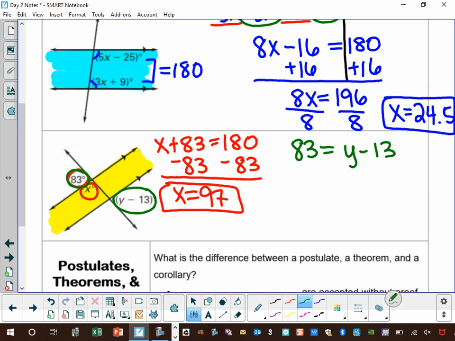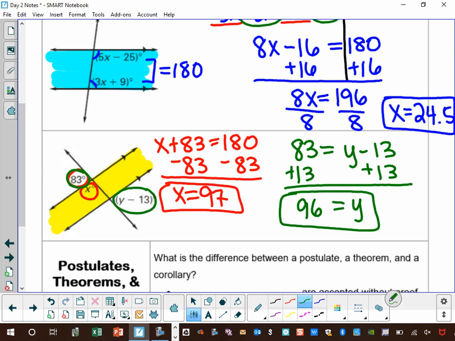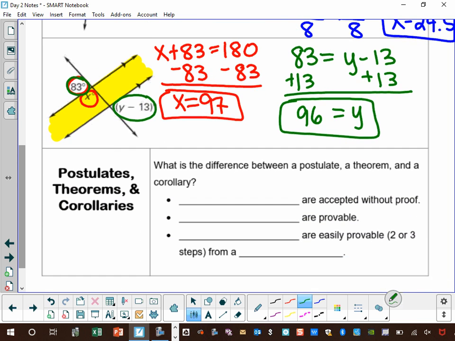All right, Sam, solve this for me. What do we do? Let's add 13 to both sides. Sam, what's my answer? 96. Okay, you guys should get x is 97, y is 96. It doesn't matter which order you write them.